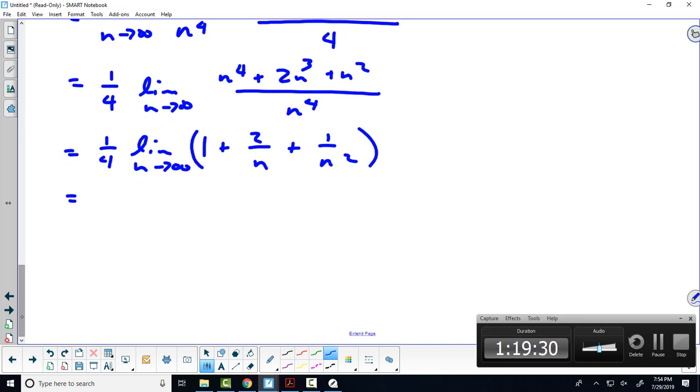And so what do we get? We get 1/4 times 1 plus 0 plus 0, and what is the limit of the Riemann sum? 1/4.